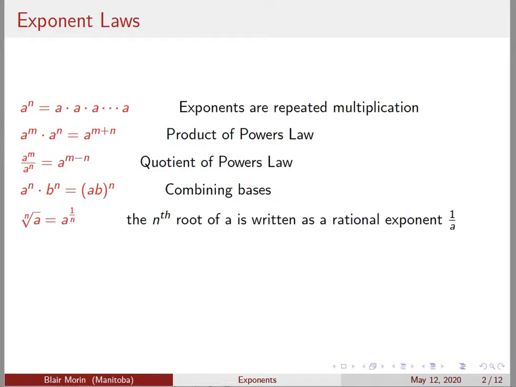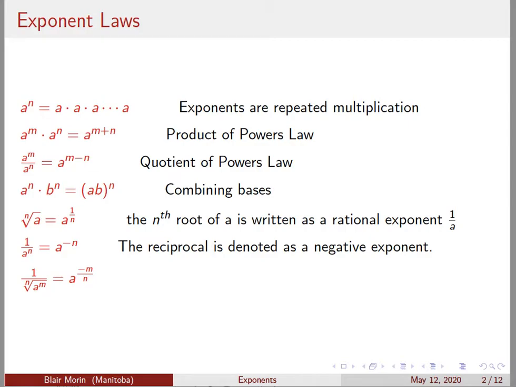We can write the nth root of a as a rational exponent, a to the power of 1 over n. Keep in mind that the n on our radical is called the index. When we take the square root, that index is 2. Although we don't write 2, that index is there. The reciprocal is denoted as a negative exponent, so 1 over a to the power of n is written as a to the power of negative n.